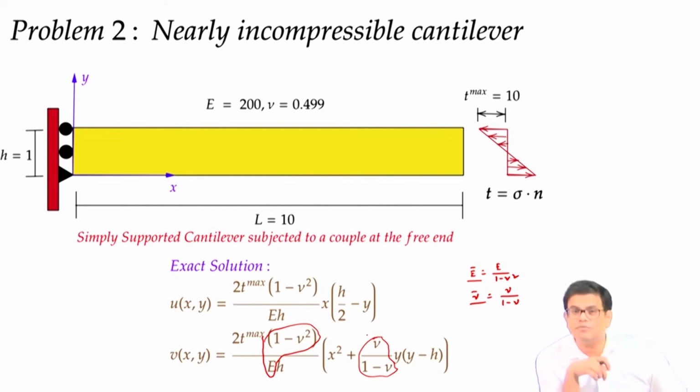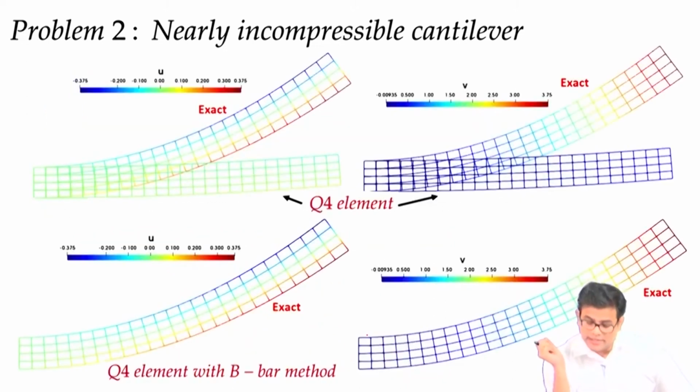Now this is a plane strain problem. What happens if I simulate with the standard, say, 4-noded element? Let us see. If I use the standard 4-noded element, this is my exact solution, and this is the solution in the upper portion, that is, the u and v displacements plotted in the deformed mesh. It looks like this, so it is far from the exact solution.